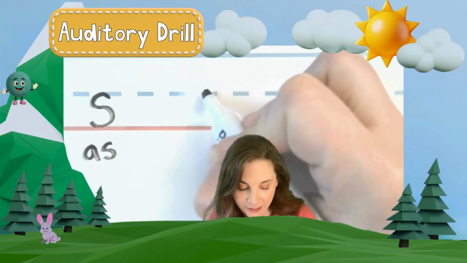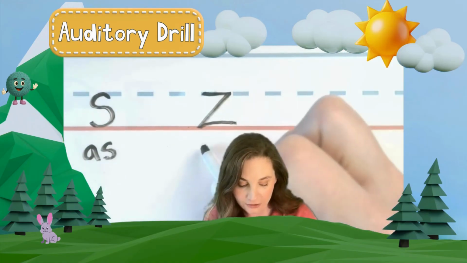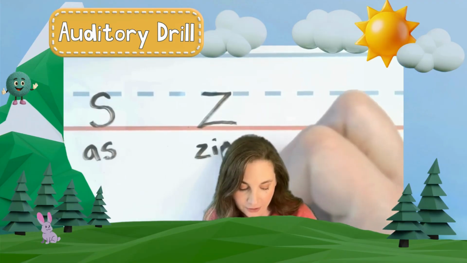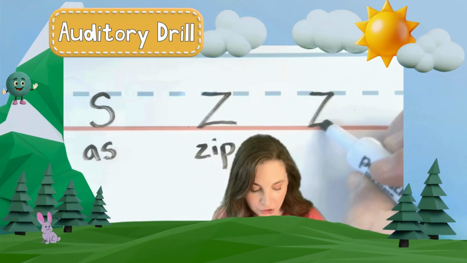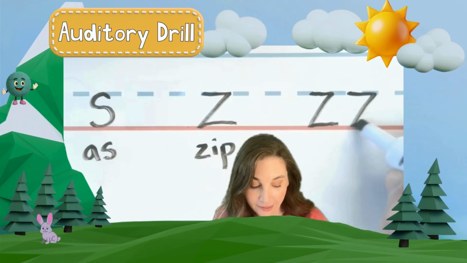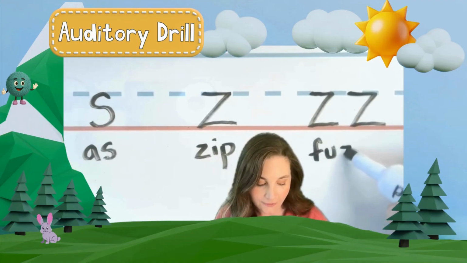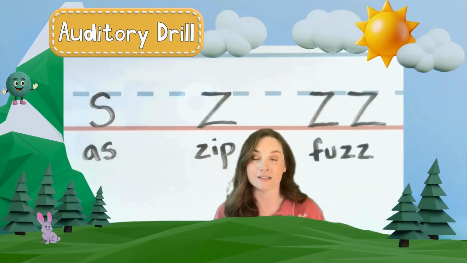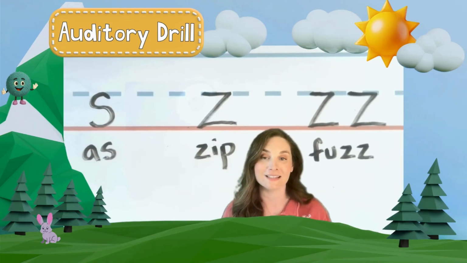Sometimes we see the letter Z in that Z sound, like in the word zip. And sometimes we see double Z's, two Z's, making the Z sound, like in the word fuzz. All three of these graphemes make the phoneme Z.